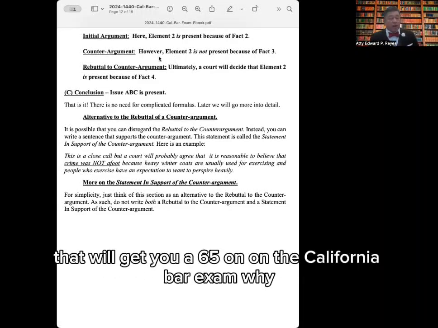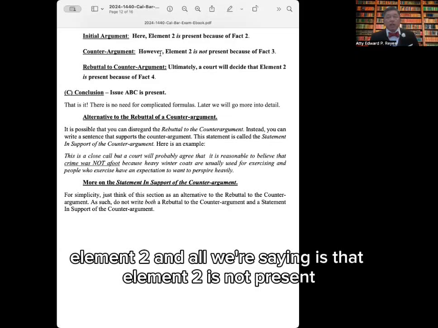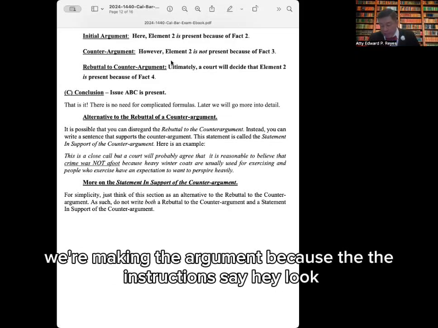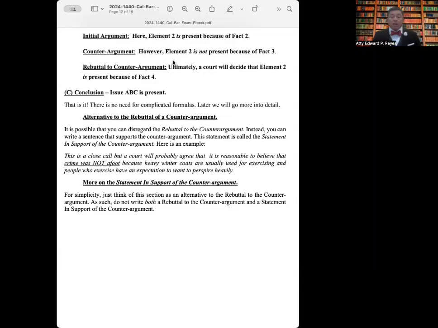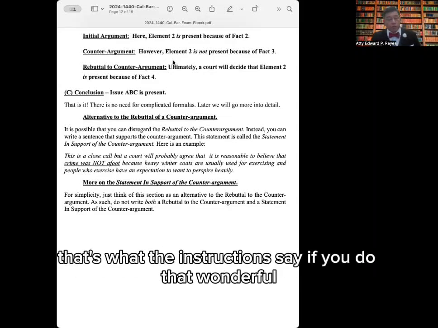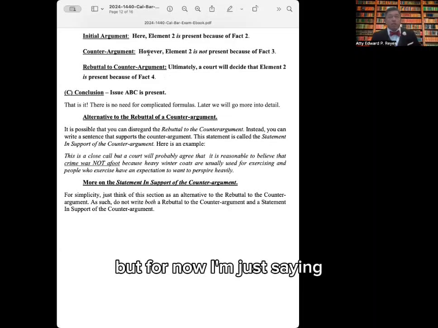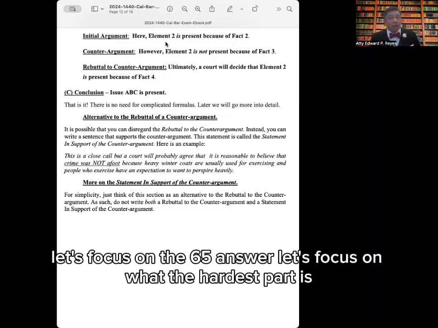That'll get you a 65 on the California bar exam. Why? Because we're using the same element, element two, and all we're saying is that element two is not present. We're making the argument because the instructions say, hey, we want you to discuss legal concepts and also tie it in with the facts. That's what the instructions say. If you do that, wonderful, you get a 65. Now, of course, I like to teach 70s, but for now, let's focus on the 65 answer. Let's focus on what the hardest part is.